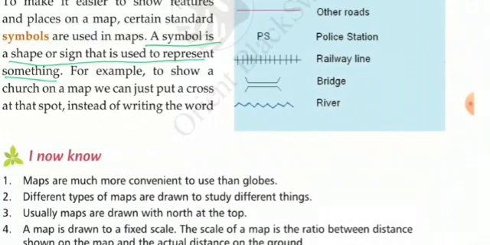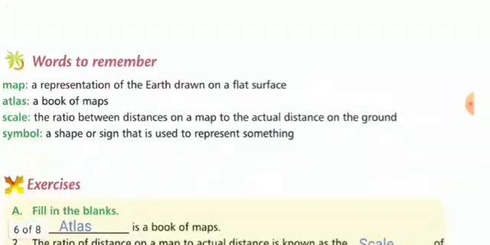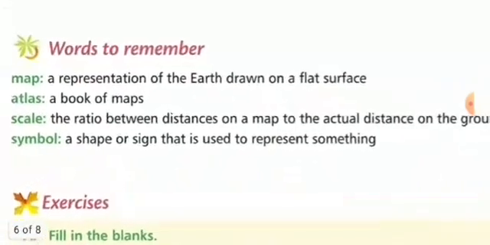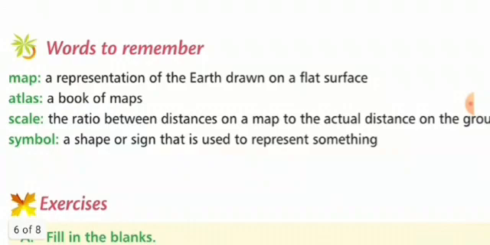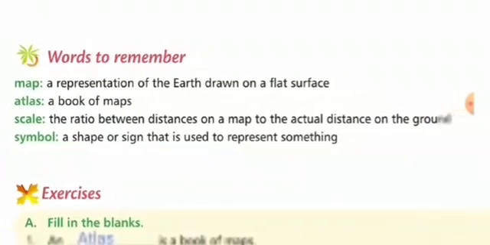Children, in page 15, words to remember. Map: it's a representation of the earth drawn on a flat surface. Number 2, atlas: it's a book of maps. Scale: the ratio between distances on a map to the actual distance on the ground. Symbol: a shape or sign that is used to represent something.